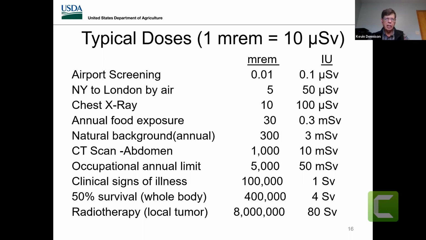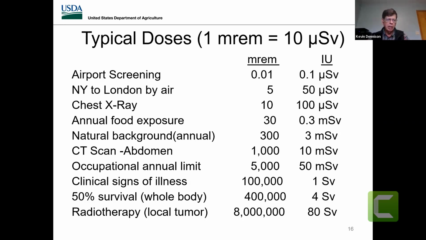And if you're really sick, you don't blink an eye at getting that CT scan because it can save your life. But it's a fairly significant exposure compared to some of these others. And the occupational limit is 5,000 millirems or 50 millisieverts.